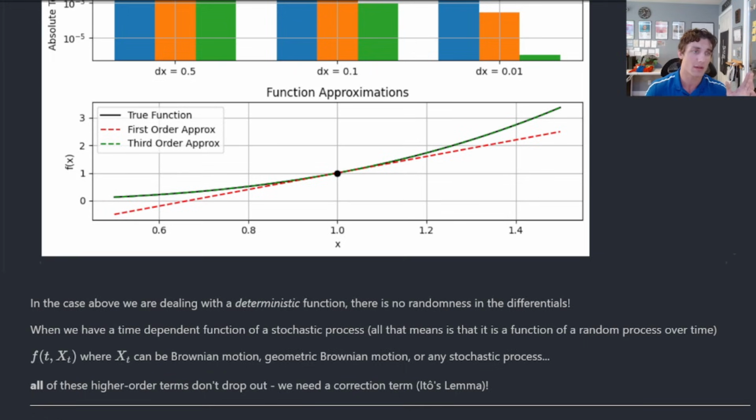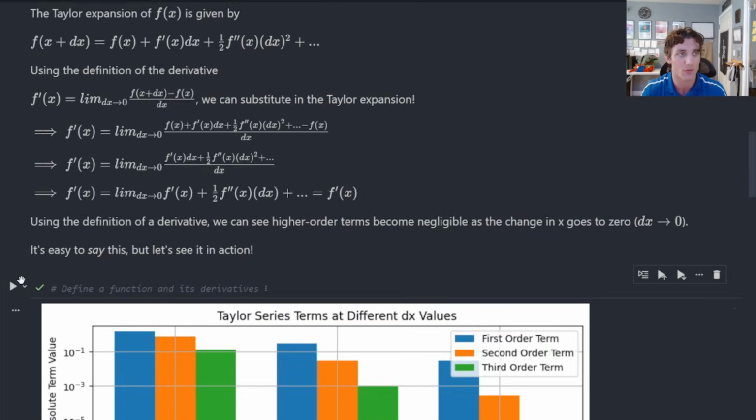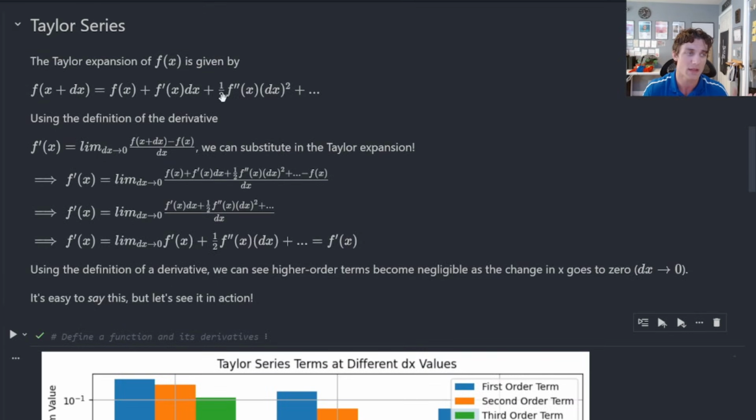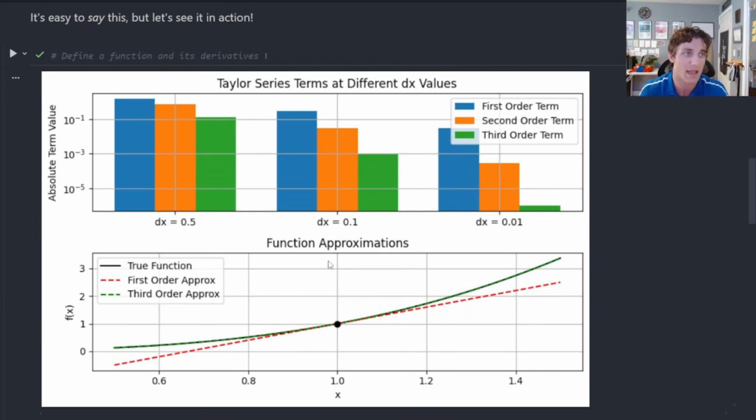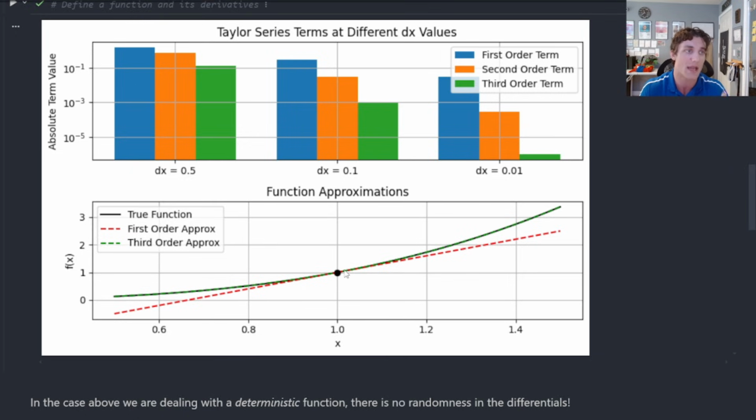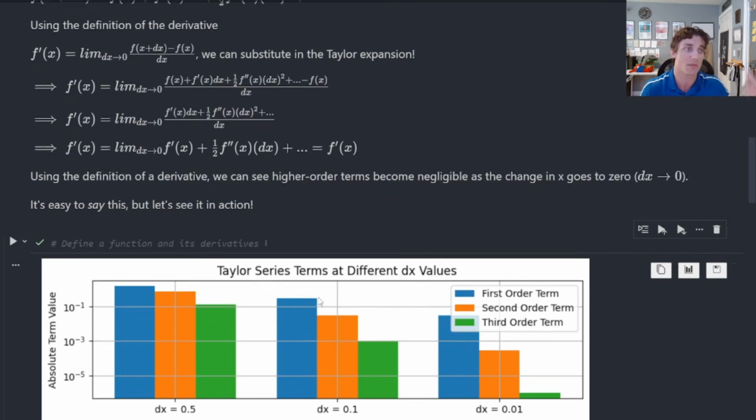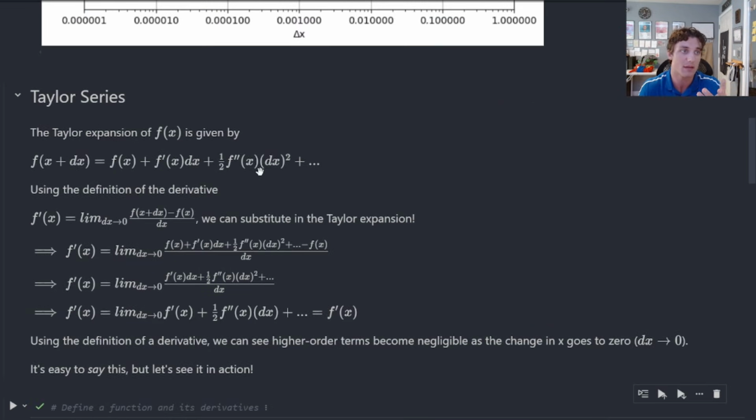Long story short, if we apply the definition of a derivative to the Taylor series expansion, then we see that as the differential becomes arbitrarily small, the higher order terms are going to go to 0, and we're just going to be left with the derivative. And all the derivative is, is a linear approximation of change at a particular point. And because it's linear, you can see the further we get away from this original point, the worse we do, especially if the function has a lot of curvature. And that's why if you're trying to actually model the true change in the function, you probably need more terms.